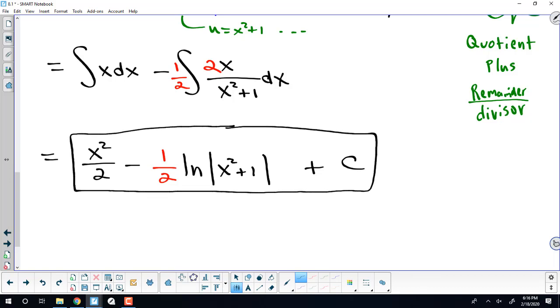So it's quite involved, right? We had to multiply by a form of 1. We had to do long division, and then potentially another u substitution. Okay, so I'm just going to put the parentheses here since x squared plus 1 is always positive. Anyone have any questions?